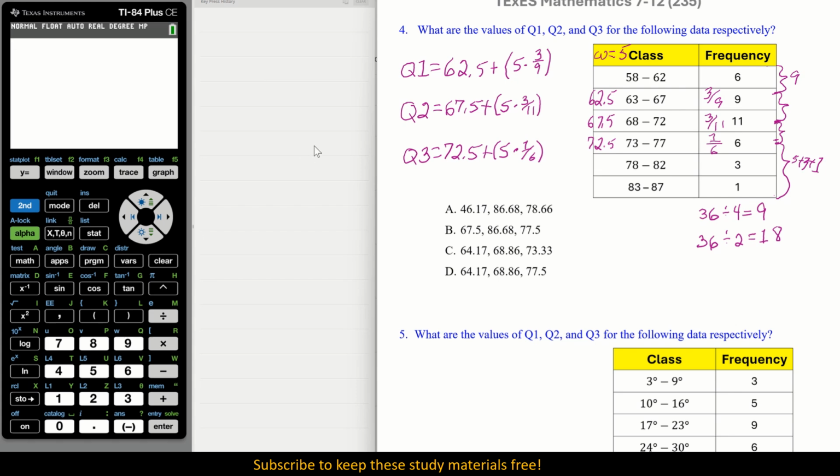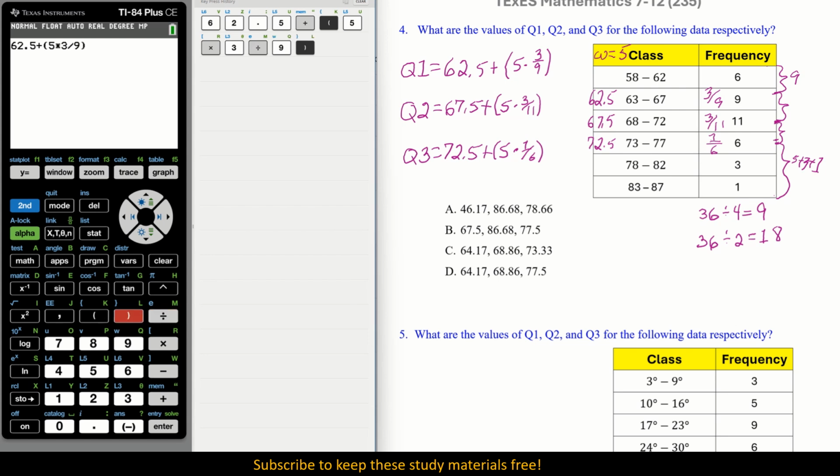All right, so we move this, we have 62.5 plus parentheses 5 times 3 divided by 9, close parentheses, and that is 64.16 repeating, which we would round to a 7. So we need 64. Well, this is going to eliminate A and B. That leaves us with C and D.